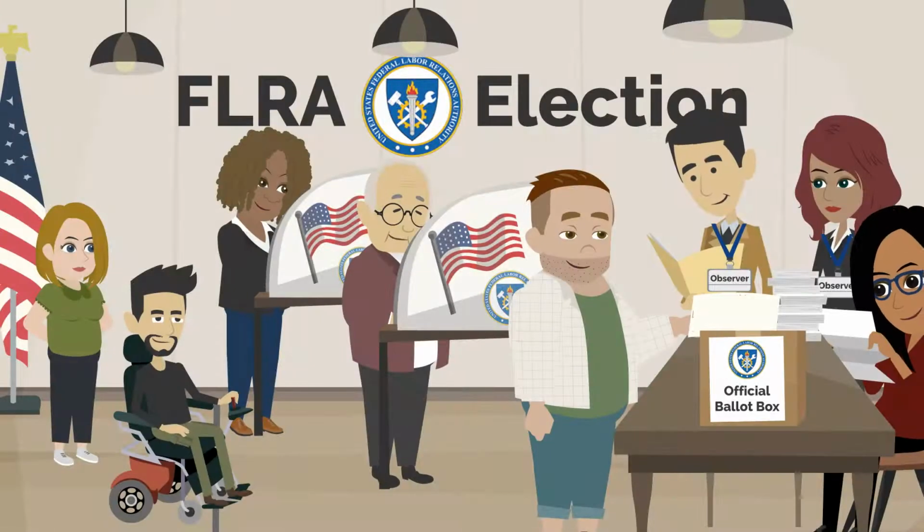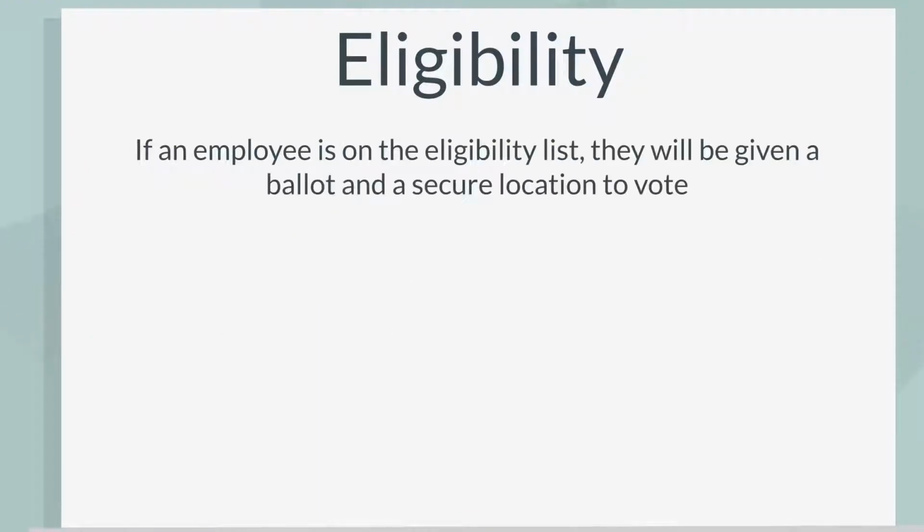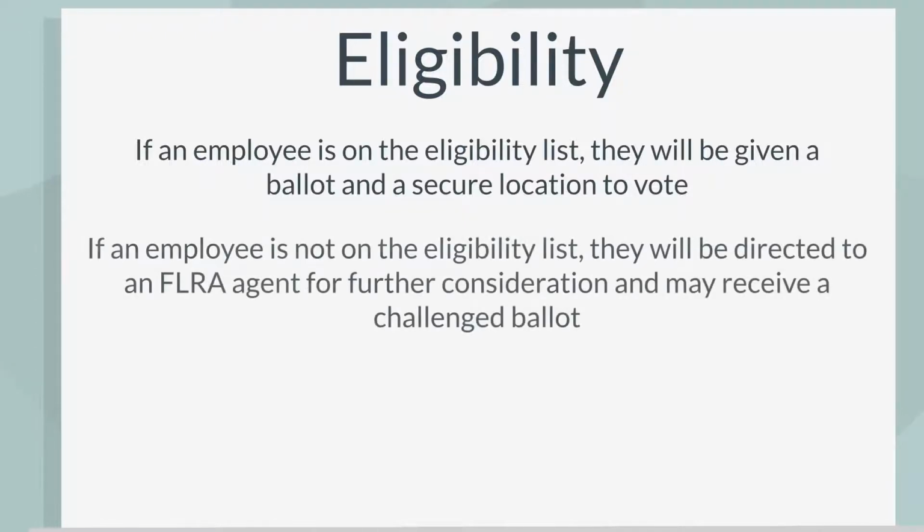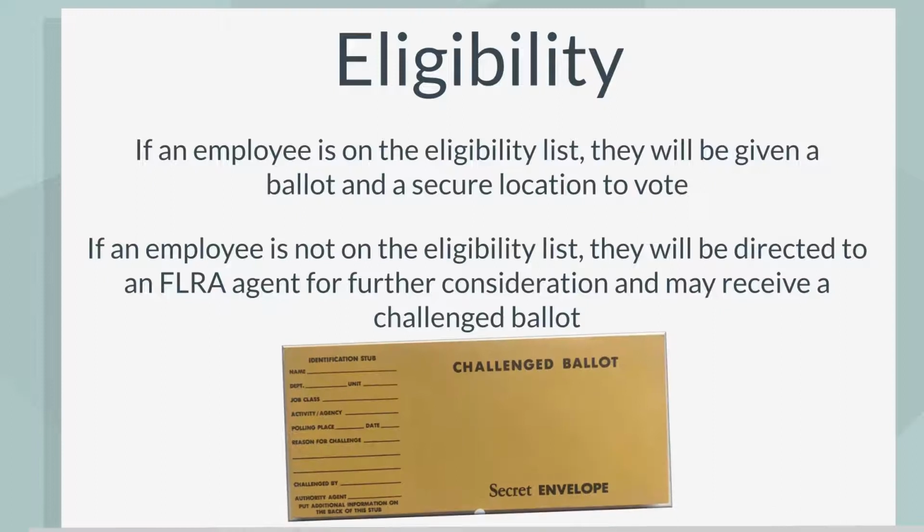When employees enter the polling place, they give their name to the observers, who then cross-check their name on the eligibility list. If the employee is on the list, the agent will give them a ballot to vote. The employee then returns the ballot to a secure box monitored by the FLRA. If they are not on the list, they will be directed to an FLRA agent. The agent will try to identify why they are not on the list and discuss it with the employee. If the employee still requests to vote, they will be given a ballot which is placed in a challenge envelope prior to going in the ballot box.